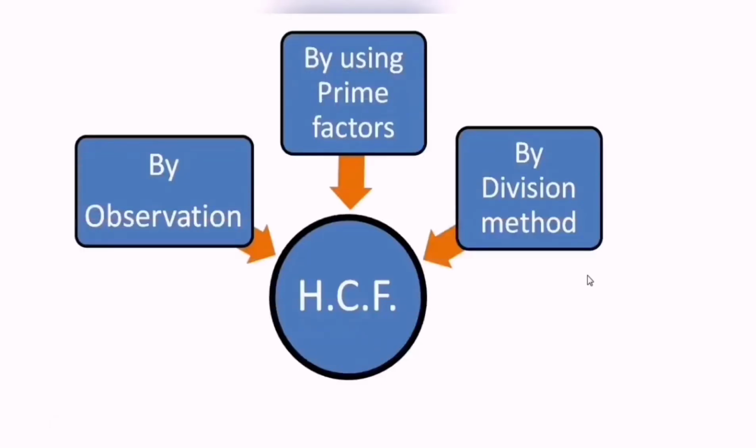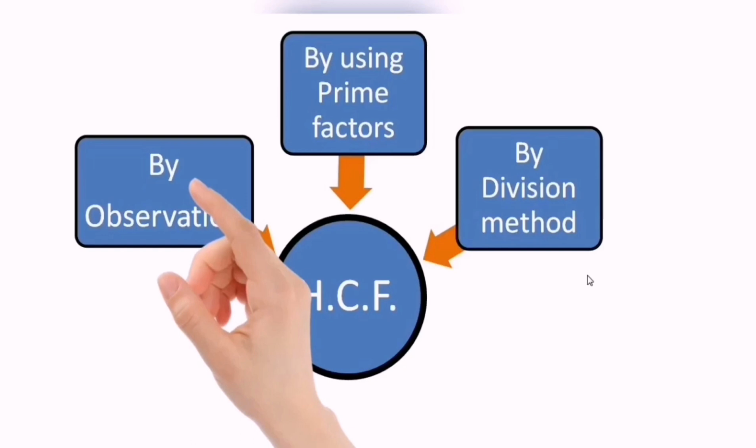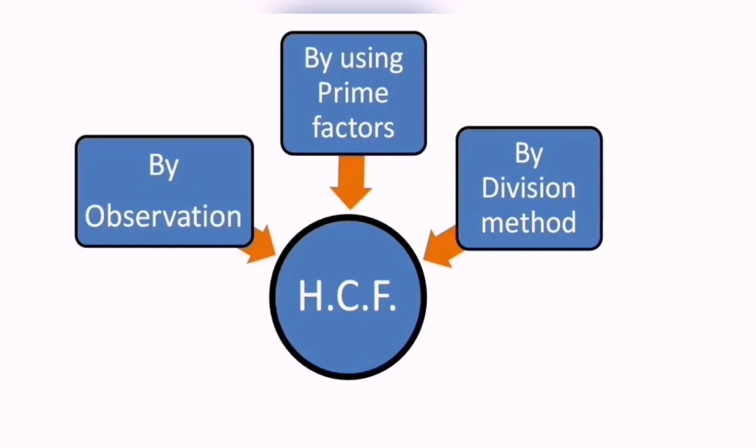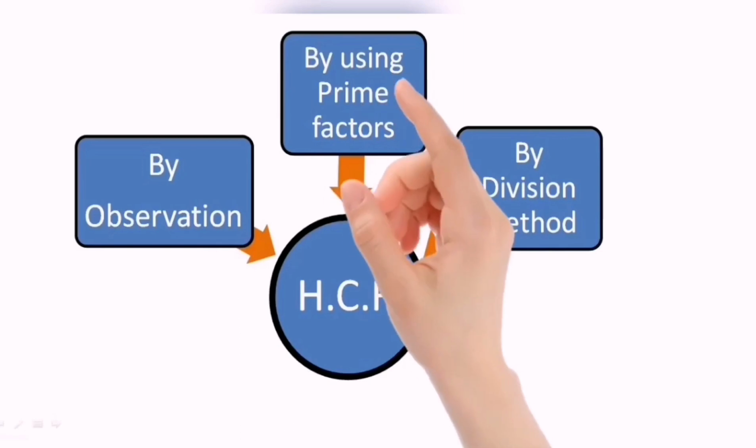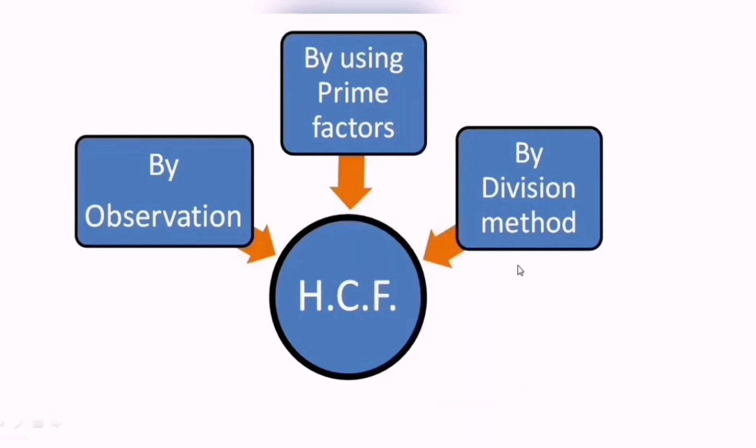Okay, so we have completed 2 methods. First, by observation, the way I told you, where the smaller number's table should contain the bigger number. Then the prime factor method, which we just learned, and now we are going to head towards the division method. So what happens in the division method? Here's a question for you. Find the HCF of 525 and 275 by the division method.